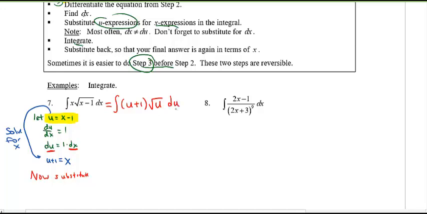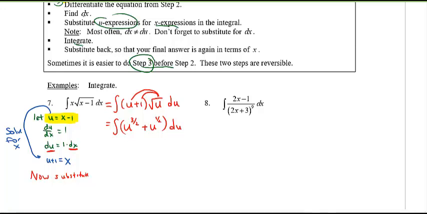Do you see now how everything has been turned into u? And that's great, because this is actually easier to integrate. Why? Because I can actually distribute this and rewrite this as a power. U times root u, that's u to the 3 halves. 1 times root u is just u to the 1 half. And then this whole thing now can be integrated. Much easier, because now these are just powers.